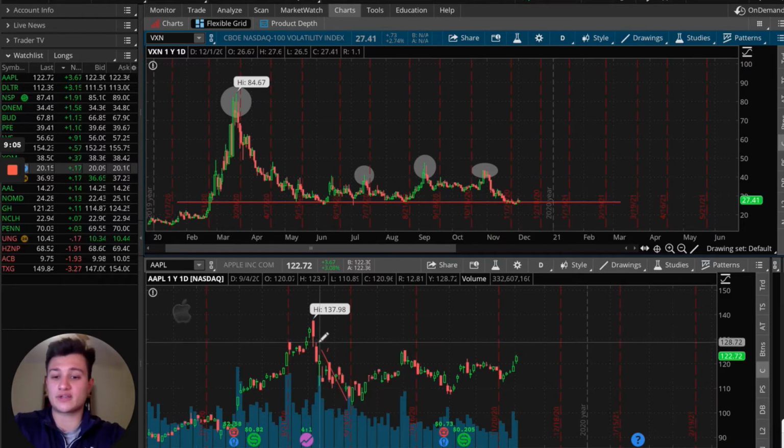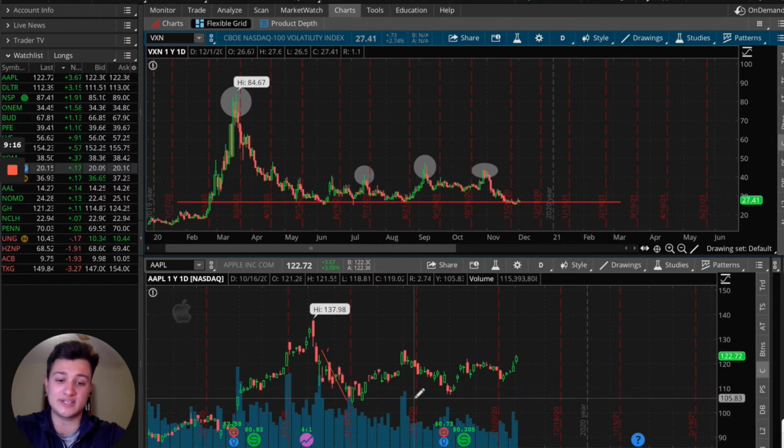And since pullbacks like this rarely happen in these big companies, I'm sure a lot of people saw this 5% drop as a great buying opportunity, but anyone who got in right around this level got caught and hit for a pretty big loss, and you can see it still really hasn't even recovered back up to that level.